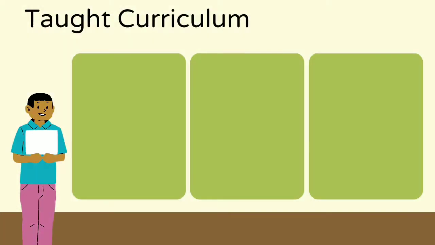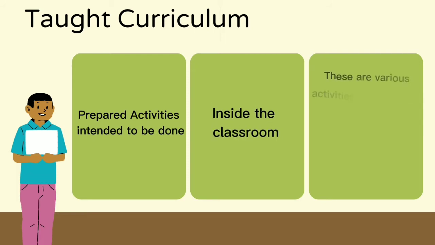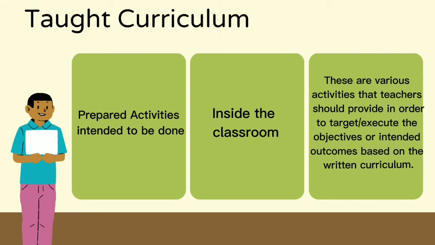Number 3, the taught curriculum. Example, prepared activities intended to be done. Description: these are the various activities that teachers should provide in order to target, execute the objectives or intended outcomes based on the written curriculum.